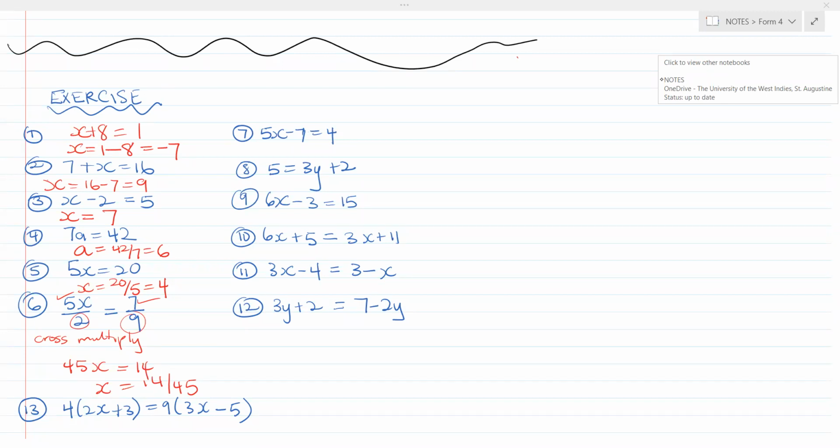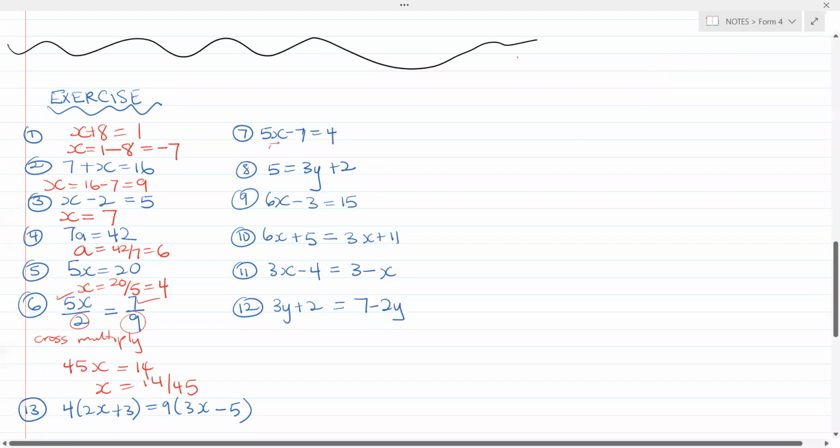So the first thing we need to do is add 7 on both sides. So we'll end up with 5x is equal to 11. And then of course we divide by 5 on both sides. So x is equal to 11 over 5, which can be written as 2 and a fifth, or 2.2.